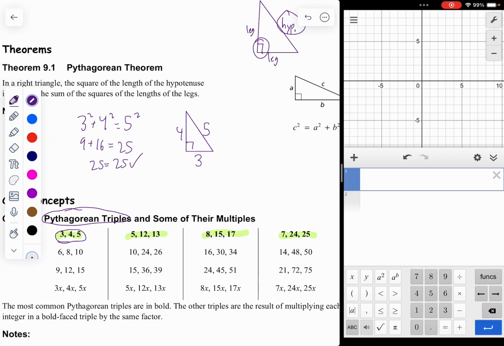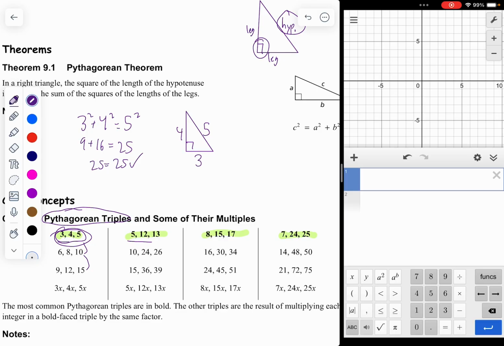And even if you double that, you just get 6, 8, 10, or 9, 12, 15 when you triple that. Those are also Pythagorean triples based on the 3, 4, 5. You don't need to know all of them, you just need to know the base one, the simplest one. 3, 4, and 5 is a common one.